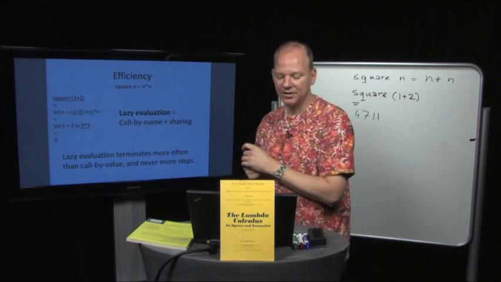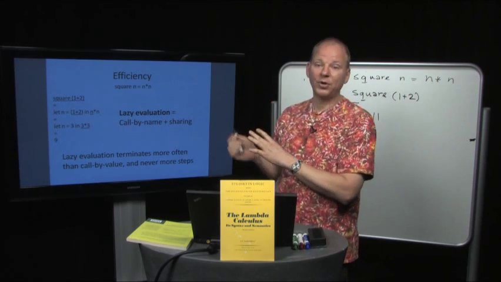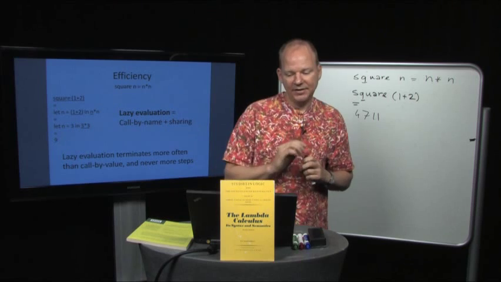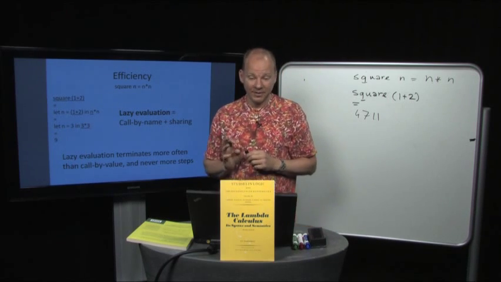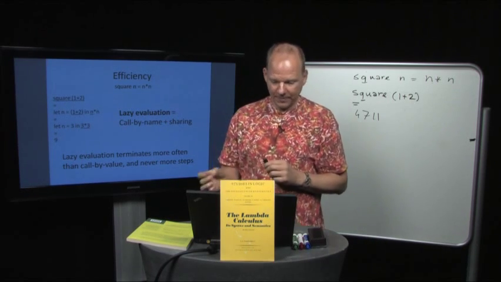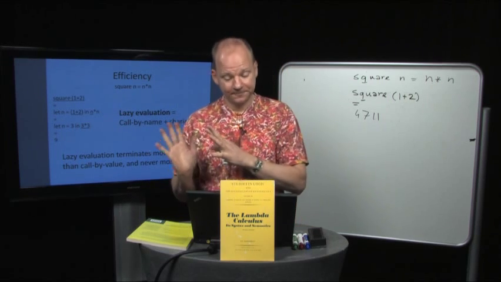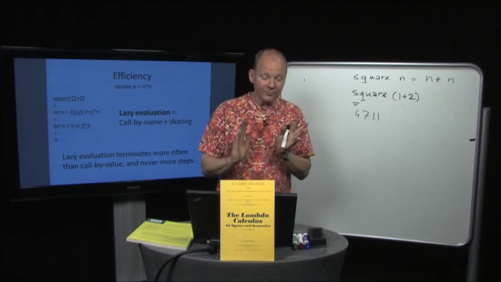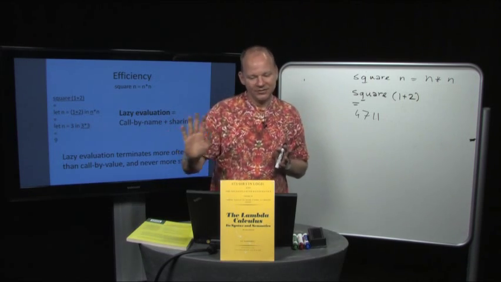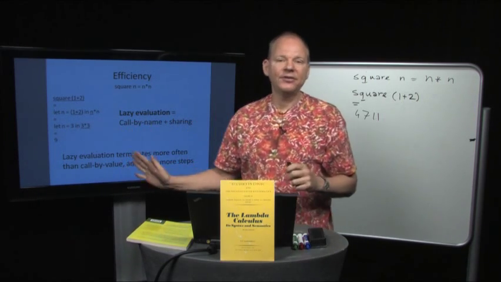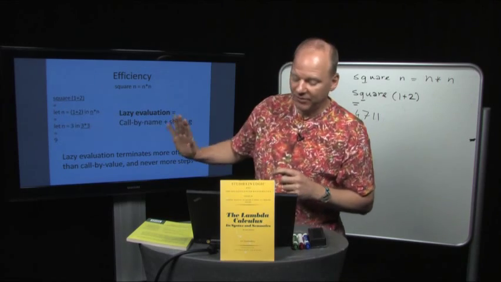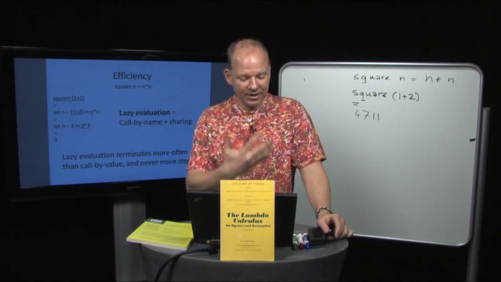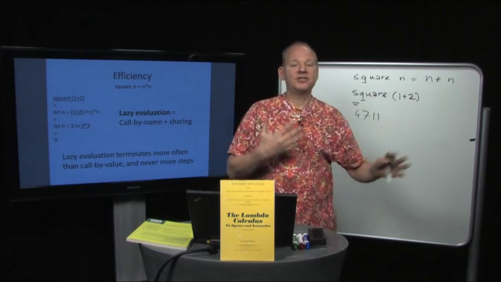And lazy evaluation gives you the best of both worlds. It terminates more often than call by value, and it never requires more steps. So that's a very beautiful property. Now, of course, it's not really true what we say here, that it never requires more steps. There's still more overhead, right? Because we still have to build this sharing and so on.